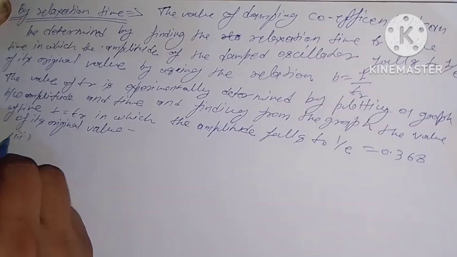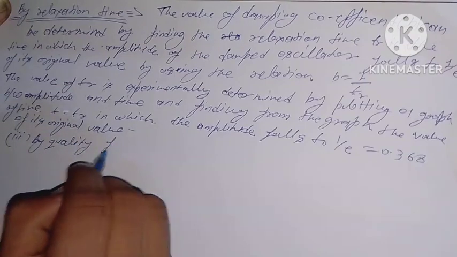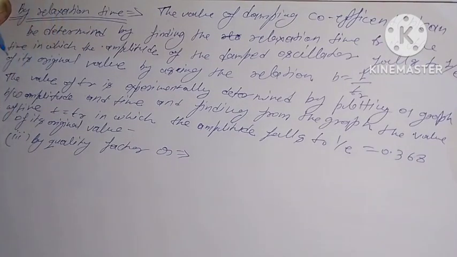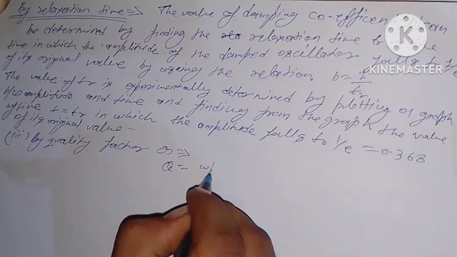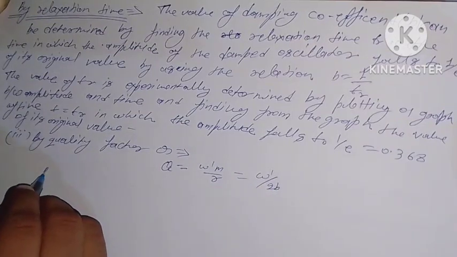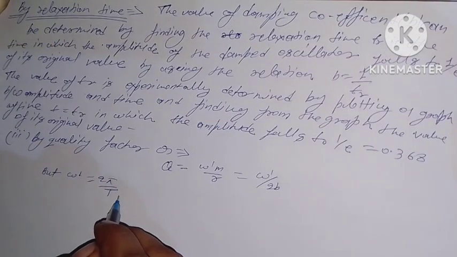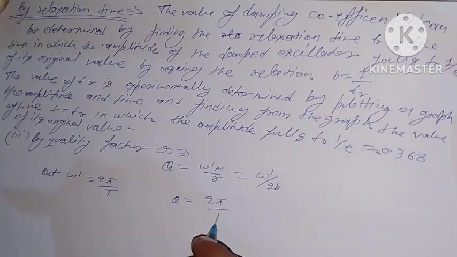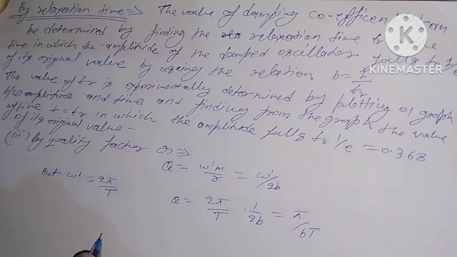Third point, by quality factor Q. Q = ω'm/r = ω'/2b, but ω' = 2π/T, where T is the time period. Then Q = (2π/T)(1/2b) = π/bT.